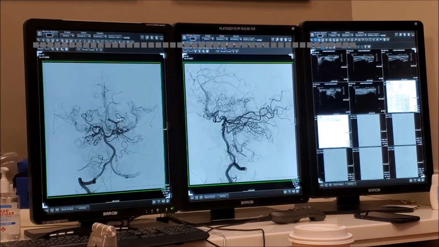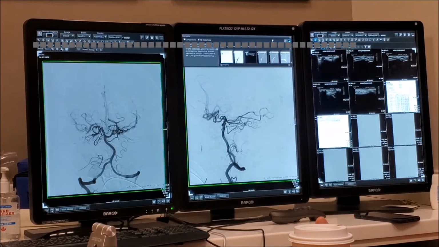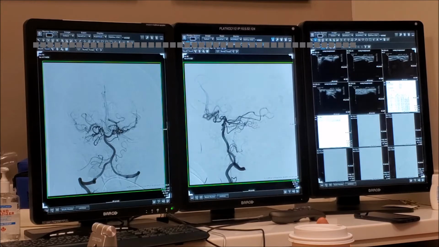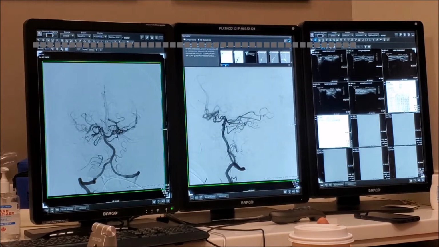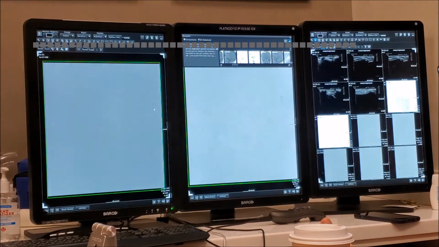Okay, so we see the two PCOMs, they seem to be okay. Okay, and we don't see any AV shunting, right? We don't see any aneurysms. Did you do a 3D here, or just kept on going? We didn't 3D. I think we may have done a second view of that. Okay, there was no abnormality on the vert. You did another view. You did another run.